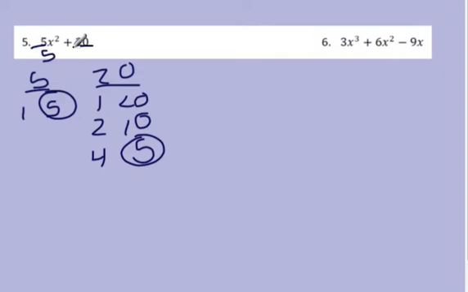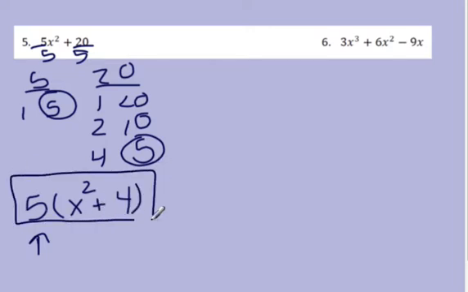All I can do is divide both sides by 5. I want to make sure I write the greatest common factor on the outside. Make sure you're doing that. And when I divide 5 by 5, that just cancels out to 1. So I'm just going to write x squared, which I also could write as 1x squared. And then 20 divided by 5 is 4. So I get 5 and then x squared plus 4.